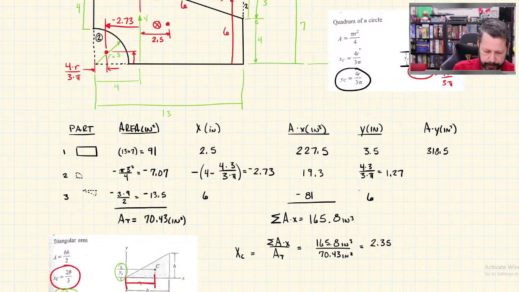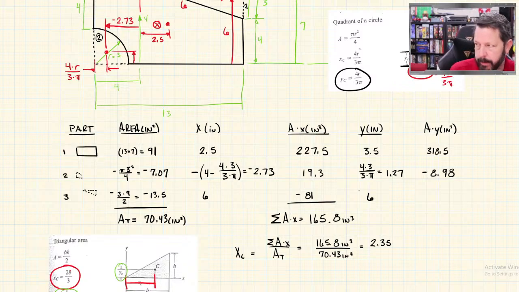A negative 7.07 for the quarter circle, and a positive 1.27 for the y location of its centroid. So that's a negative 8.98. I'm having to round to the hundredths place, so you might have slightly different numbers if you don't round. The triangle is a negative 13.5 area and a 6 centroid location, so that's negative 81.